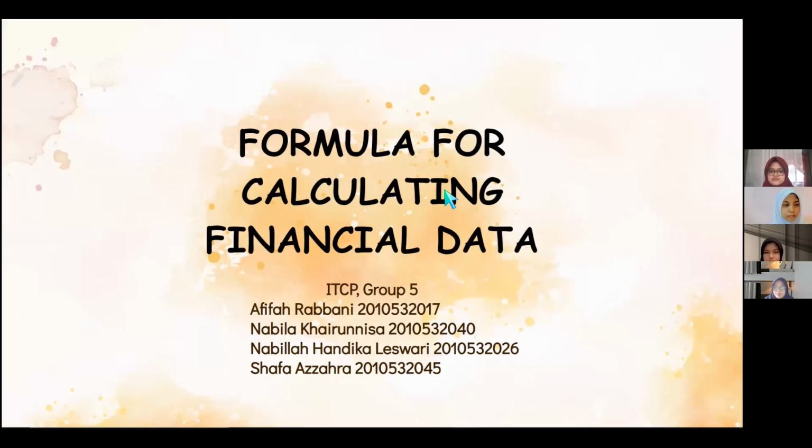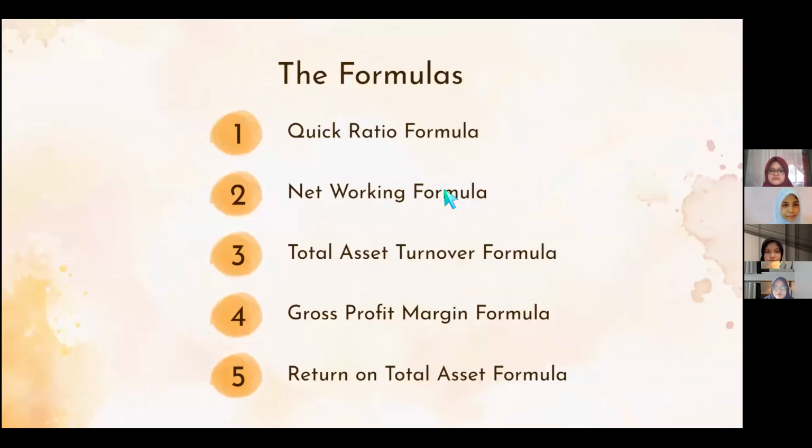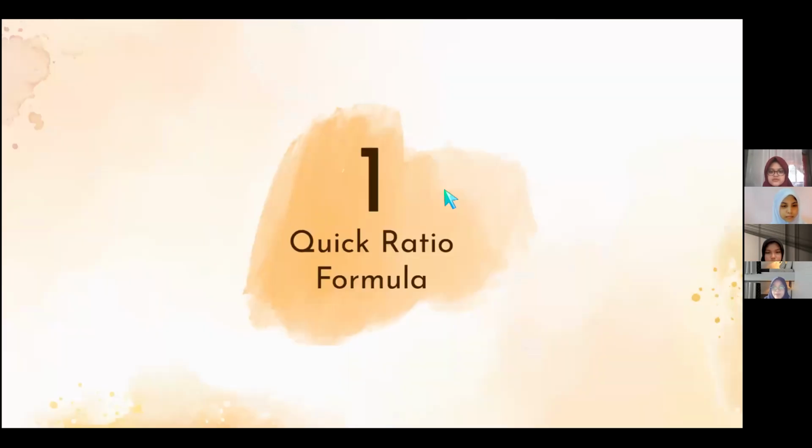As for today's topic, we would like to discuss 5 ratios or 5 formula, which are quick ratio formula, net working formula, total asset turnover formula, gross profit margin formula, and return on total asset formula. As for the first one is quick ratio formula.